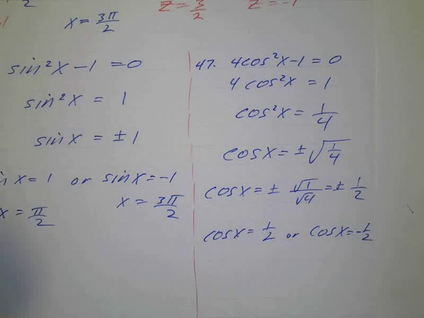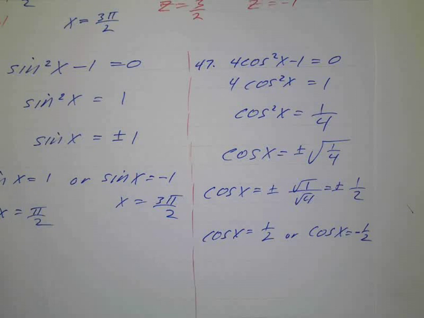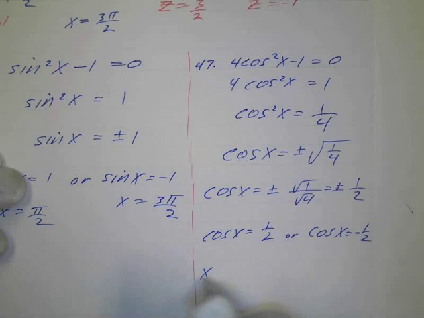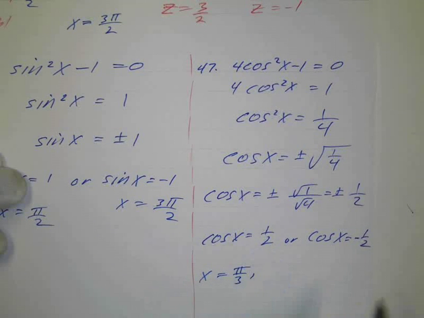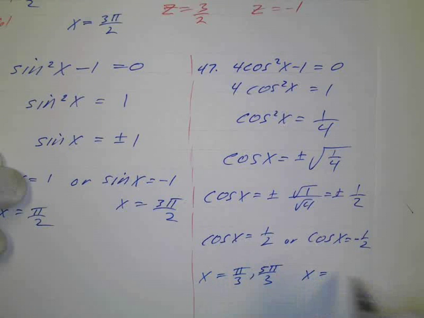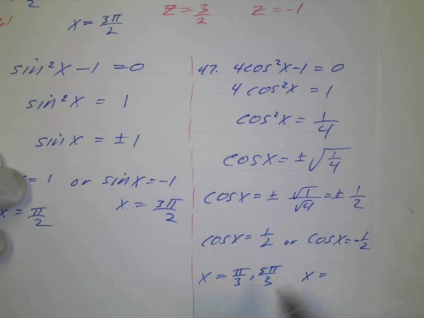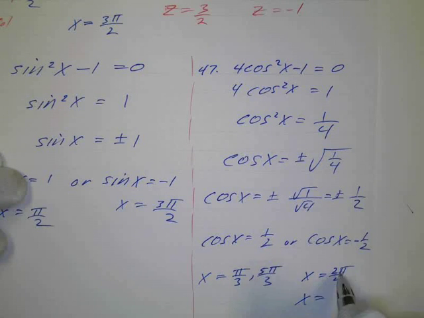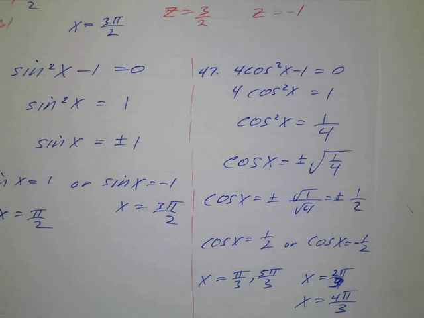All right. Well, the cosine of x equals 1/2 when x is pi over 3. And in the fourth quadrant, which is 5 pi over 3. And the cosine of x equals negative 1/2 when it's in the second and the third quadrant. So that's going to be 2 pi over 3, and 4 pi over 3.